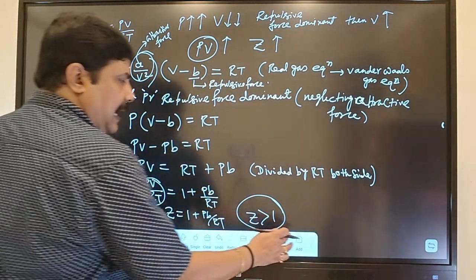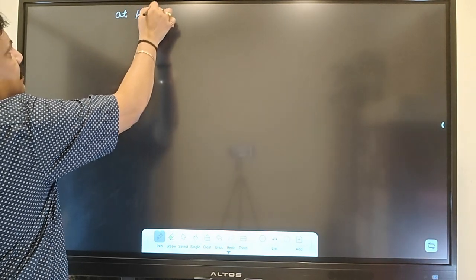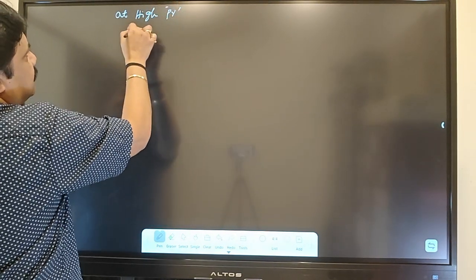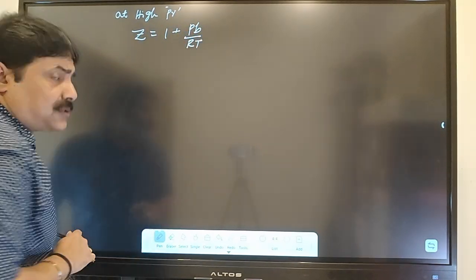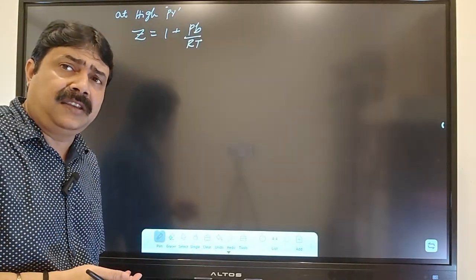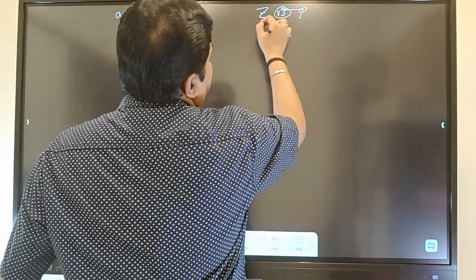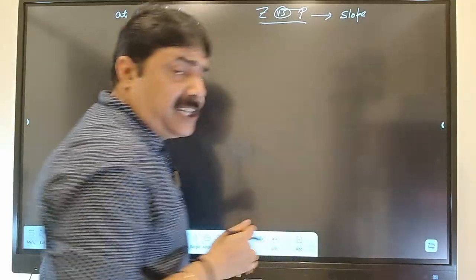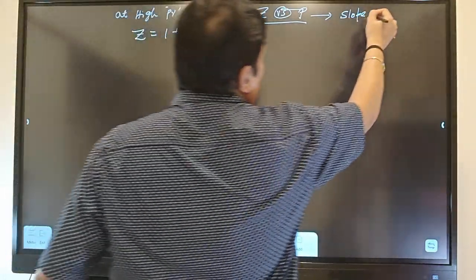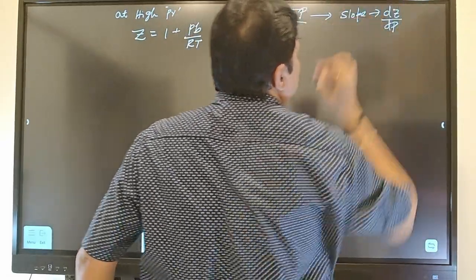Look at the next slide for solving the problems. At high pressure, what we got, my dear student? At high pressure, Z equals 1 plus PB by RT. Now, what is the slope? Just now I explained that in the problem they give you a Z versus P plot. In a Z versus P plot, the slope, like dy by dx for y versus x, will be dz by dp. Yes or no? So dz by dp will be your slope.